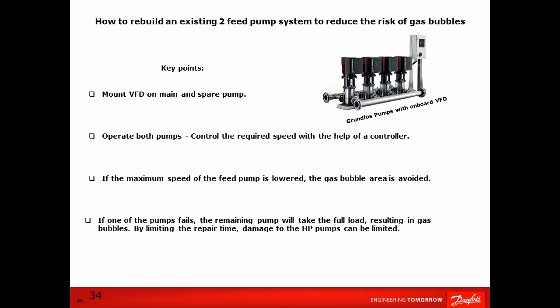If you operate a two-pump system, where one of the pumps is a backup pump, we recommend that you redesign the system and mount VFD on both pumps. This allows you to operate both pumps at the best efficiency point with low risk of cavitation.